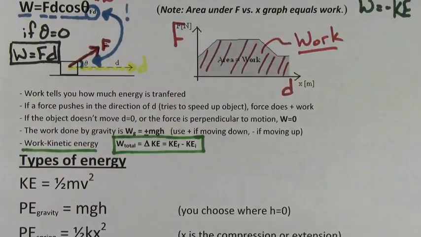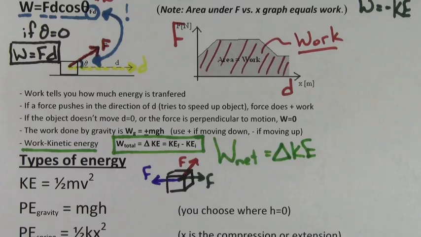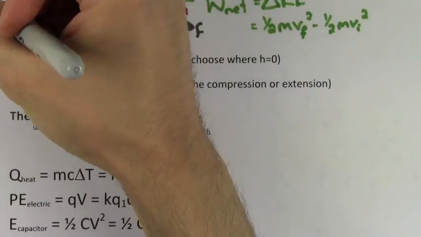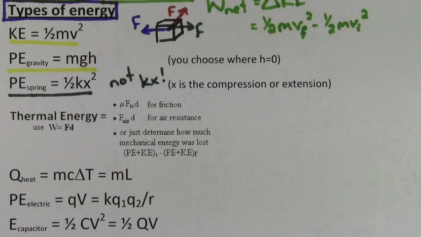The work energy principle says that the total work done by all forces on an object equals the change in kinetic energy of that object. In other words, 1/2 mv final squared minus 1/2 mv initial squared. There are lots of different kinds of energies an object can have. An object has kinetic energy if it's moving. An object has gravitational potential energy if it's at a height h. A spring has energy if it's stretched from its equilibrium position. Careful, the spring energy is not kx, that's the force a spring exerts. Thermal energy is generated by friction or air resistance, and you find it by using F times D.